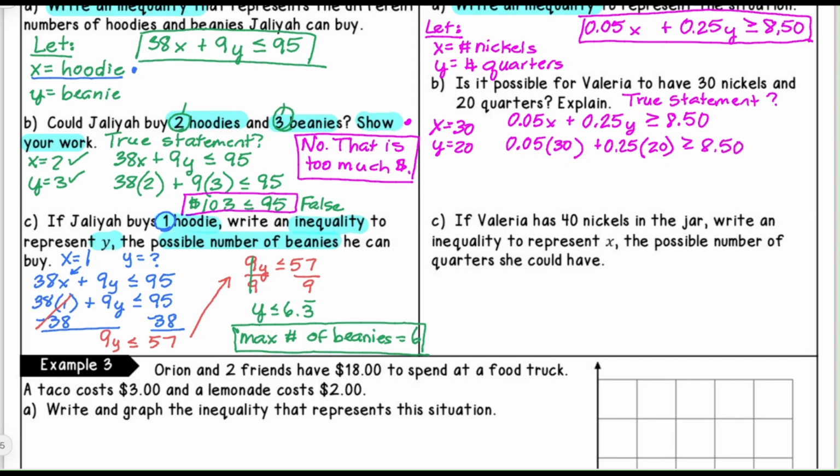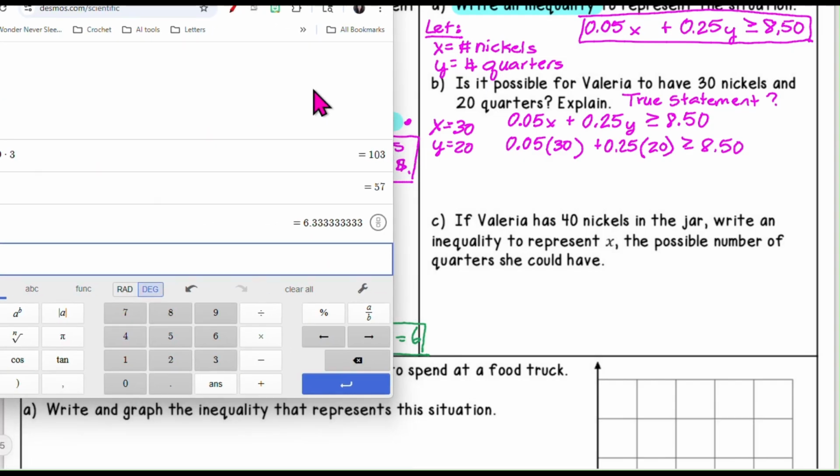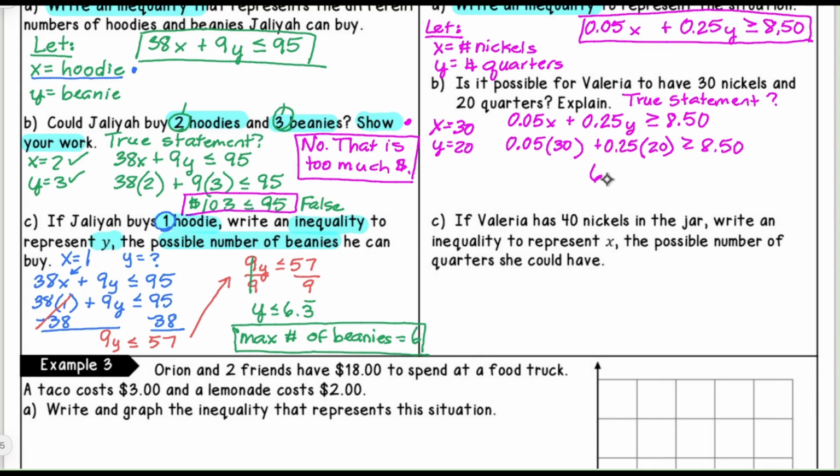Alrighty, let me go grab my calculator. And so I'm just going to put this in. I've got 0.05 times 30 plus 0.25 times 20 equals, and that gives me $6.50 greater than or equal to $8.50. Okay, again, this is another false statement. This is false.